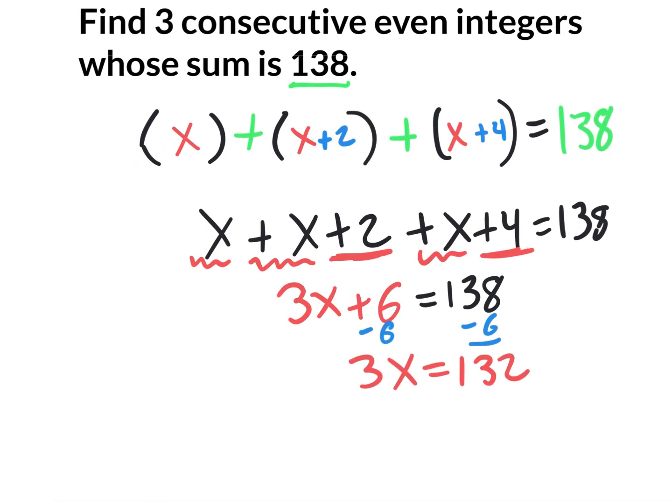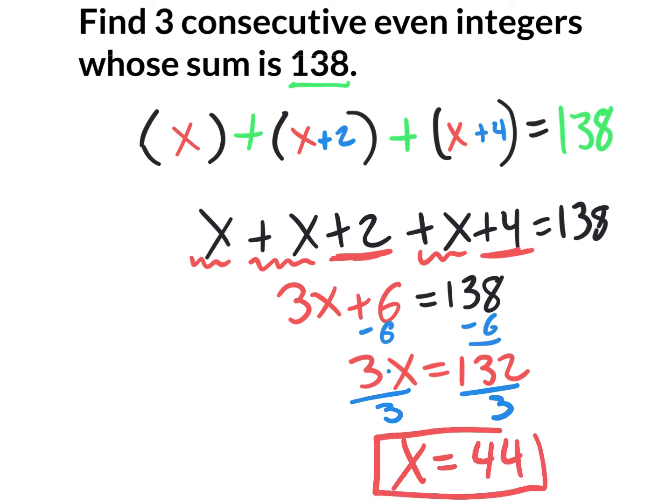And for my final step, I'm going to get rid of the multiplication of 3 in front of the x by dividing by 3. Hey Siri, what's 132 divided by 3? The answer is 44. So x is my first even integer. So my first even number is 44.